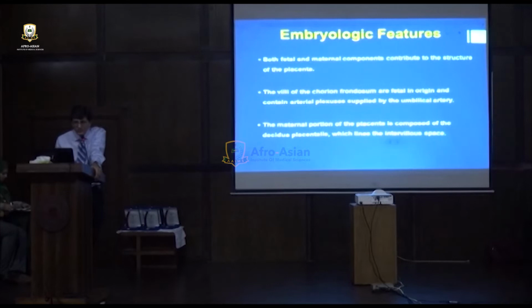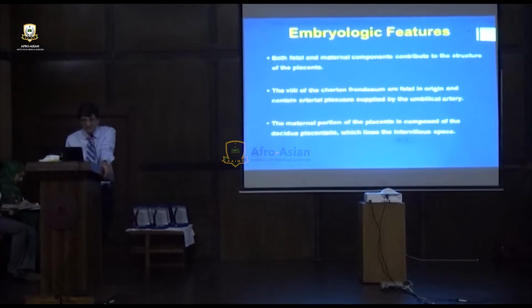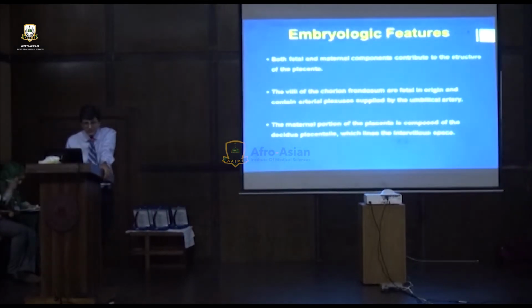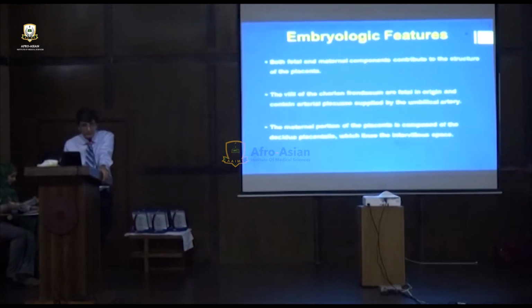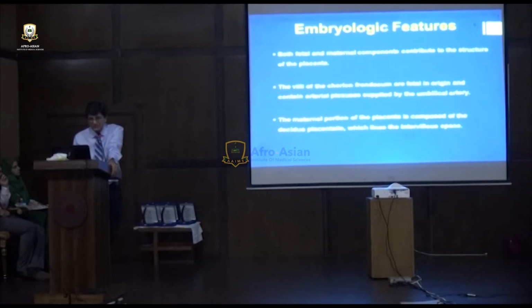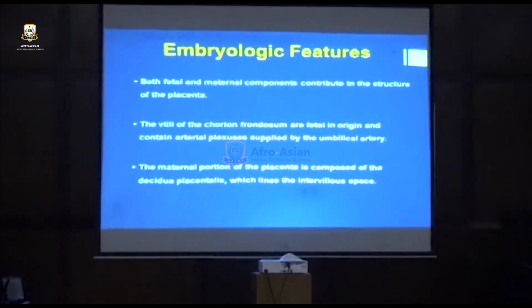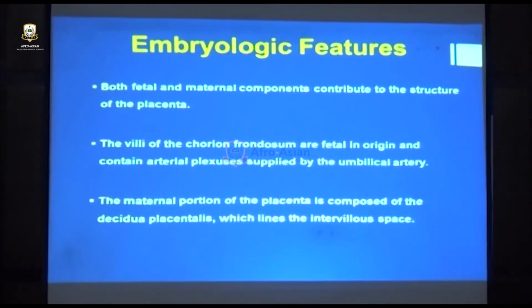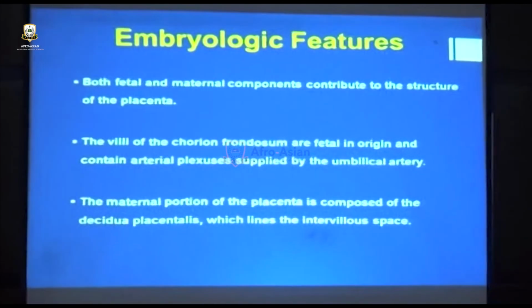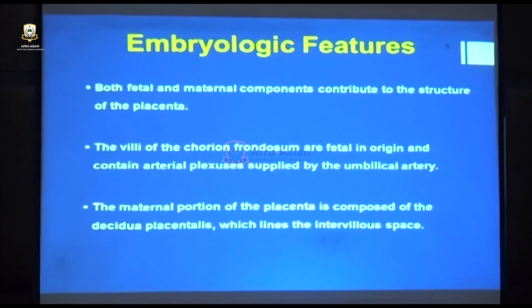A little bit of embryological feature: both fetal and maternal components contribute to the structure of placenta. The villi, which is the main key of placenta, of the chorion frondosum are fetal in origin and contain an arterial plexus supplied by umbilical artery, whereas the maternal portion of placenta is composed of decidua placentalis, which lines the intervillous space. Decidua has a very important role in anchoring the placenta, and its deficiency due to repeated cesarean and pregnancy leads to invasion of the placenta in some of the cases.